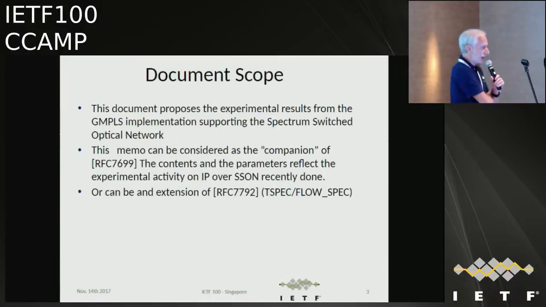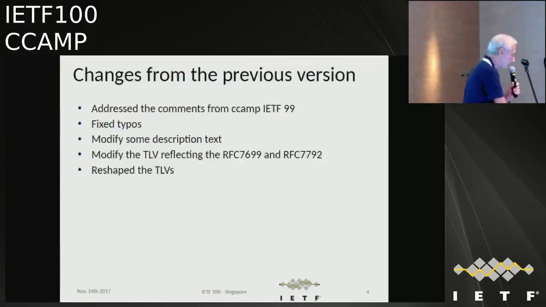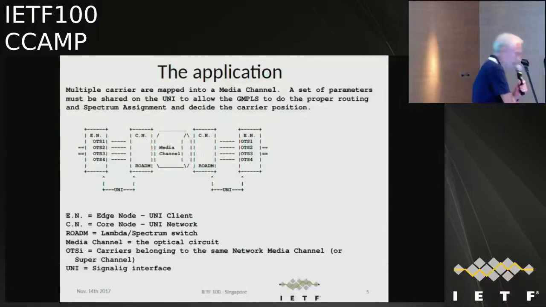So even if we have pretty excellent RFC 7699, that is defining the framework for the SSON, and also 6699 and 7792 to define the signaling of a media channel, we don't actually have the possibility to define and signal what is inside the media channel between the two clients. Next. Again, please. Okay. Here is the picture that describes the issue a little bit.